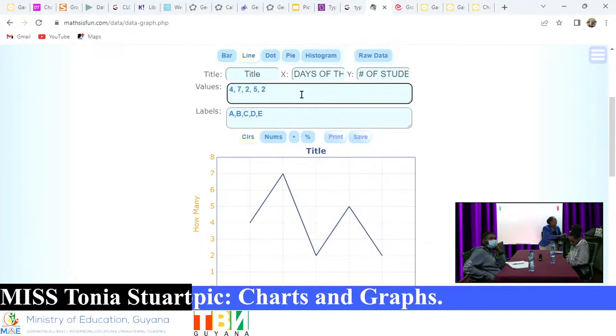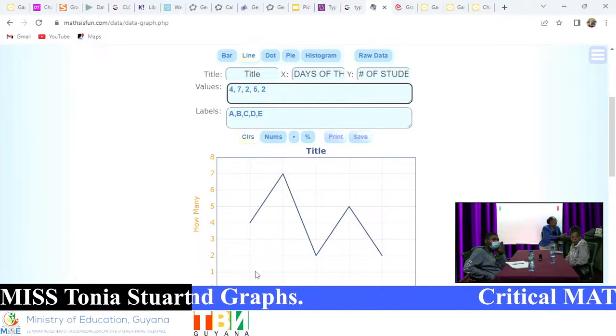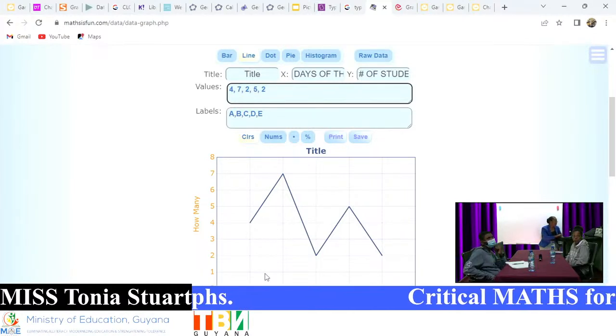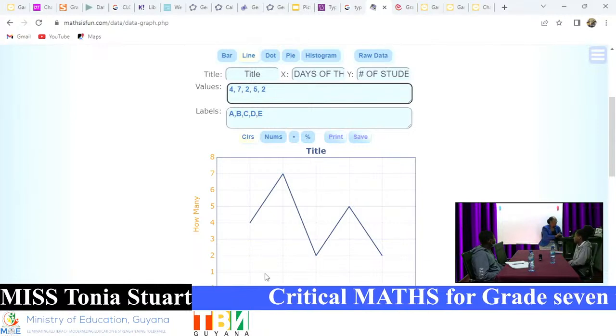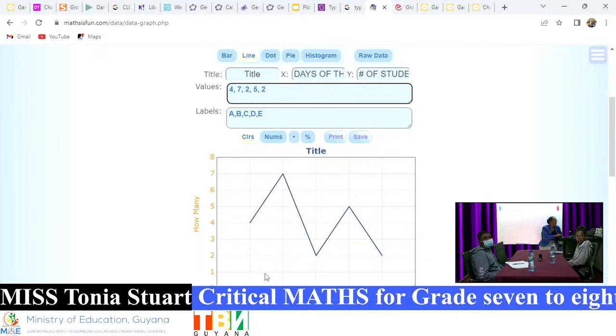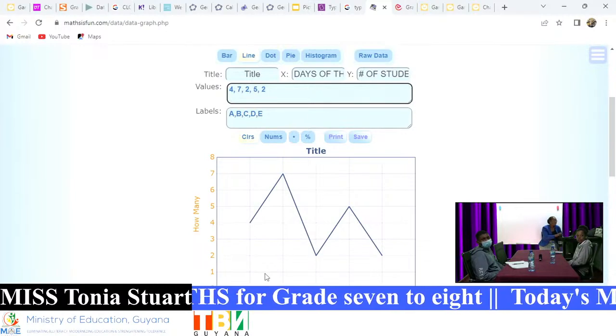Didn't change at the bottom. Not to worry about that yet. So, let's go. We're working with number of students and days of the week, right? So we have Monday, Tuesday, Wednesday, Thursday, Friday. A, B, C, and D. Monday, Tuesday, Wednesday, Thursday, Friday.